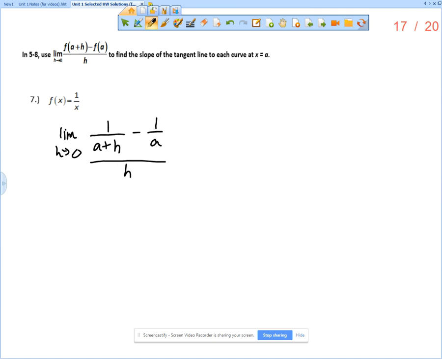So now we want to evaluate this limit. So first step in a limit, of course, is to evaluate. So I would have 1 over a plus 0 minus 1 over a over 0. So 1 over a minus 1 over a is 0 over 0. So, of course, we have more work to do. All right, so what we want to do is get these two fractions together so that I can get this h to reduce.